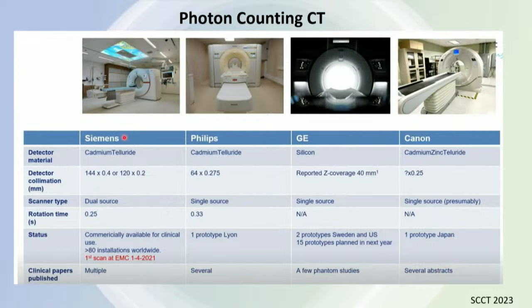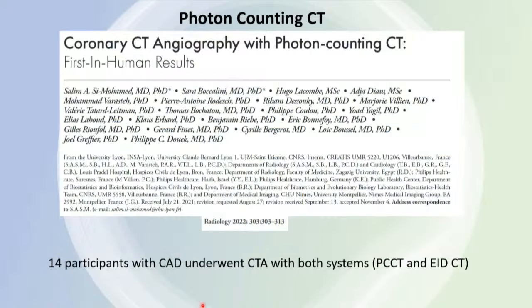Siemens is not the only one with the photon counting CT. All the major vendors have their own versions of the photon counting CT. Siemens was the first one that was installed for patients at EMC, which is, I believe, in Netherlands. And they use different detector material. And Siemens, of course, has the patent on the dual source technology, so there is the dual source scanner.